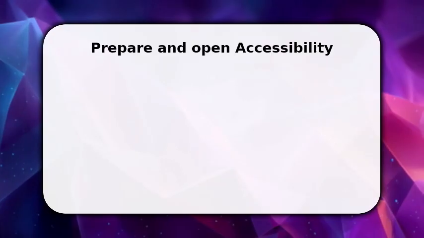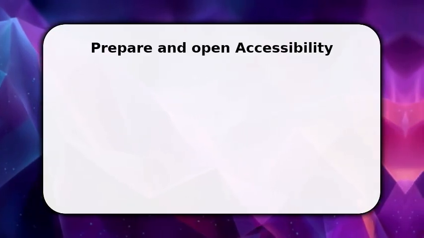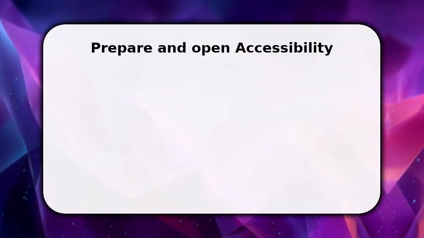You start by making sure the device has power and connectivity so nothing interrupts the process. Open Settings, then Accessibility, and find Talkback or Screen Reader. This is where the core controls live.